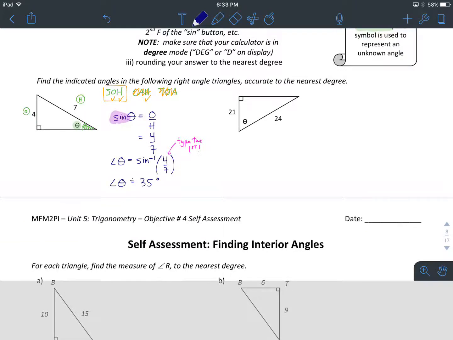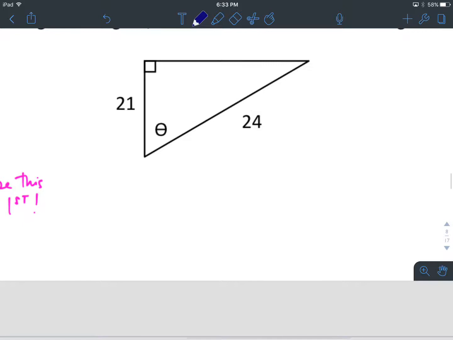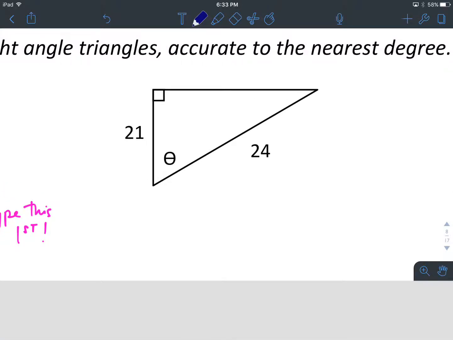Okay, so that's the first example. Hopefully you're feeling pretty good about it. I'm going to let you try the second example using the one I just did as a model if you're stuck. So hit pause here, try to find angle theta in the next triangle. If you get it, or you got stuck, but at least you've tried it, come on back and we'll get through this one.